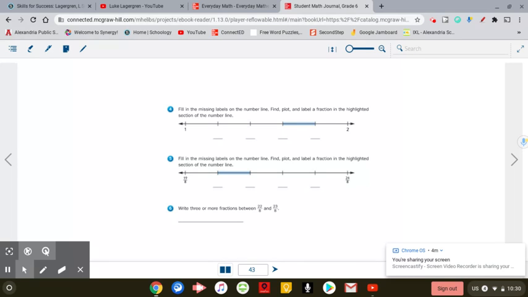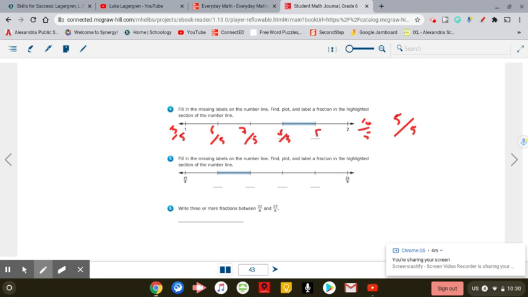I can look at more examples of these. Starting with, I have a section that's 1 to 2. And this is kind of tricky because you have to figure out how many spaces are there. There's 1, 2, 3, 4, 5 spaces. So it's actually talking about fifths. So 1 would be 5/5. 2 would be 10/5 because it's double. In between there is 6/5, 7/5, 8/5, and 9/5.